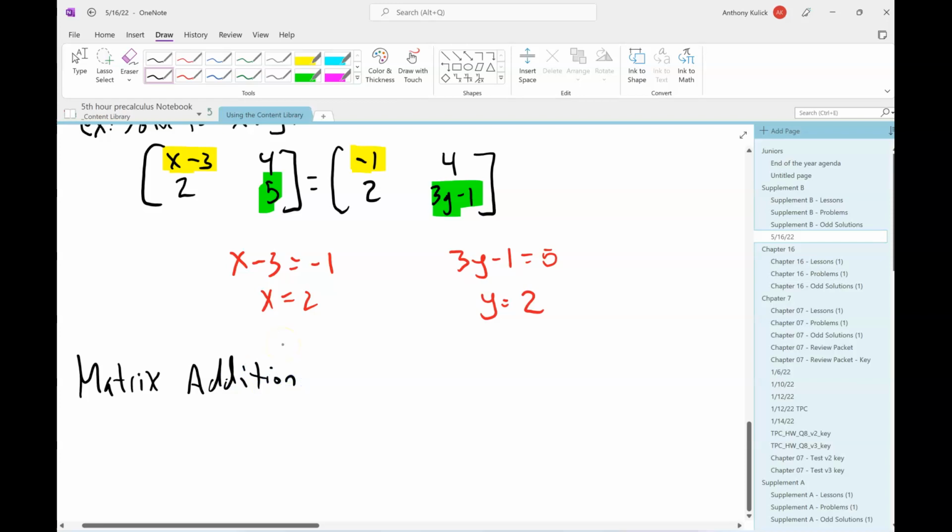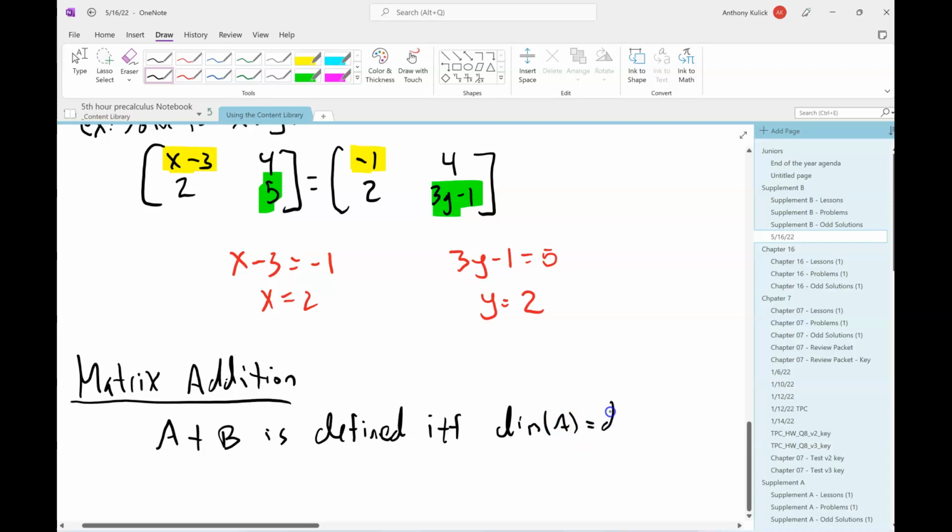So now we'll talk about matrix addition. If I want to add two matrices together, we say A plus B is defined if and only if the dimensions of the two matrices are equal.